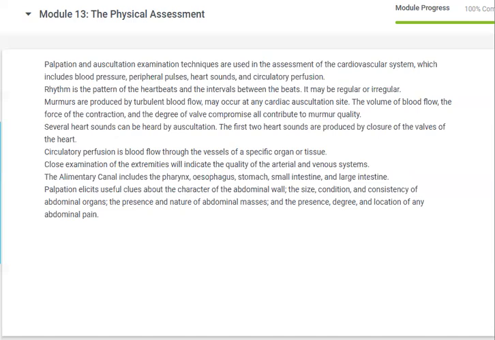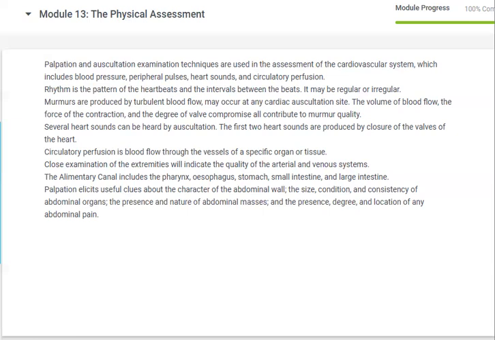Murmurs are produced by turbulent blood flow and may occur at any cardiac auscultation site. The volume of blood flow, the force of the contraction, and the degree of valve compromise all contribute to murmur quality. Several heart sounds can be heard by auscultation. The first two heart sounds are produced by closure of the valves of the heart.